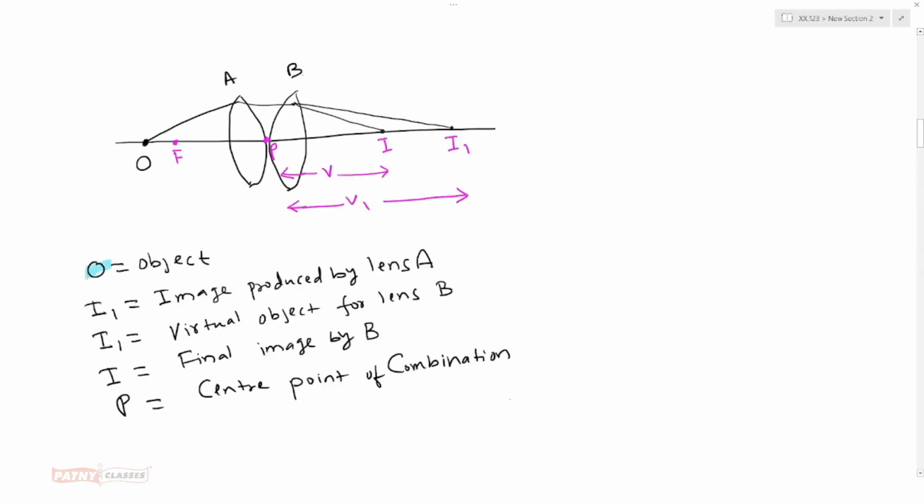O is the object, I1 is the image produced by lens A, and I1 becomes the virtual object for lens B, and I is the final image by lens B, and P is nothing but the center point of the combination. This is the point P, that is the center point of the combination.